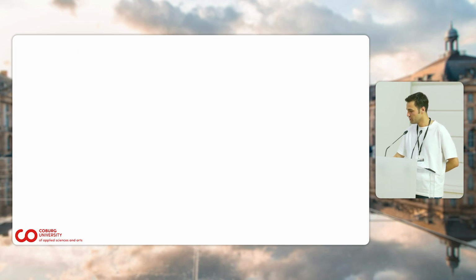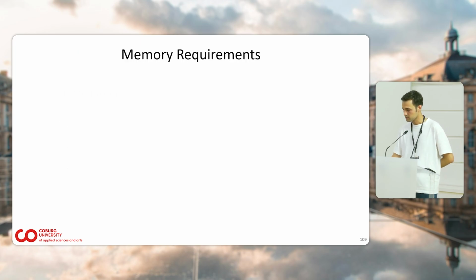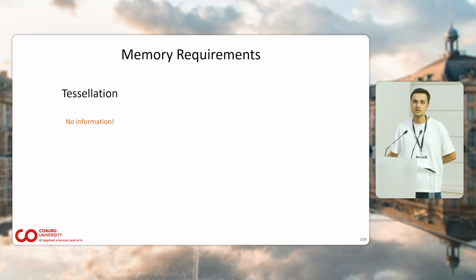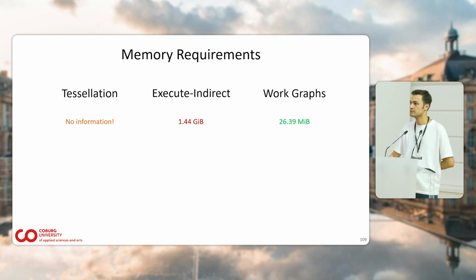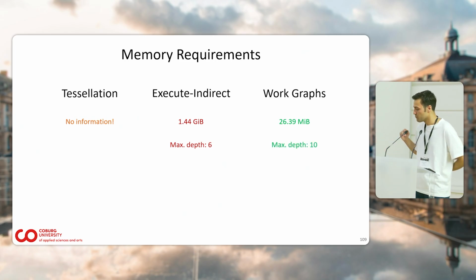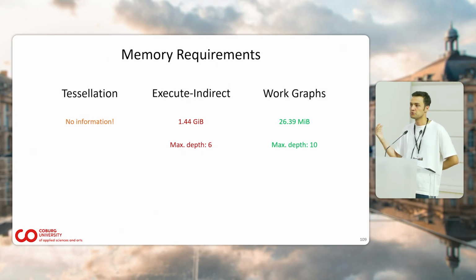Okay, now let's take a look at the memory requirements. Tessellation is an opaque feature, so we do not have any information about its internal memory requirements, but execute indirect needs roughly 1.5 gigabytes. Our work graphs implementation needs only 27 megabytes. And the good thing about work graphs is that with those 27 megabytes, we can go up to 10 levels of subdivision, but in the case of execute indirect, you are bound to 6, because you have only 1.5 gigabytes.